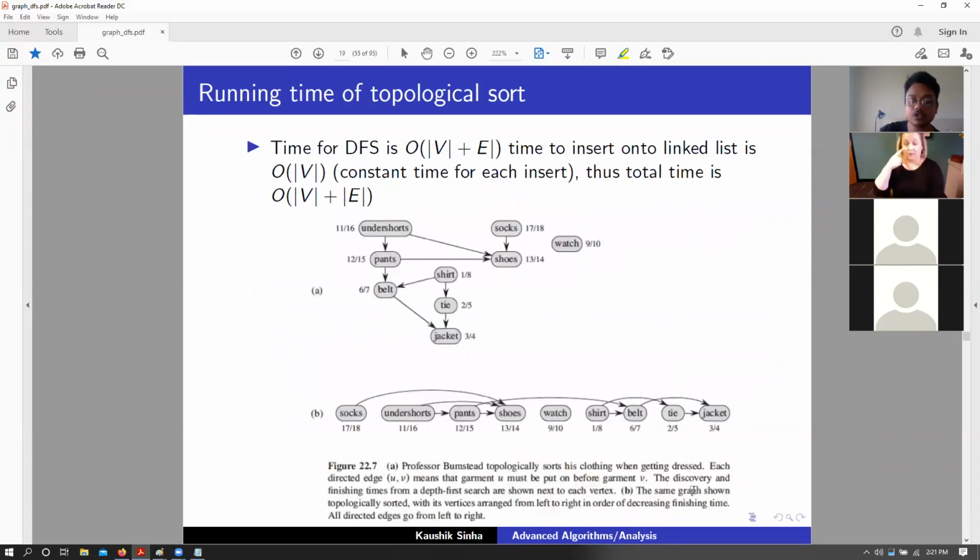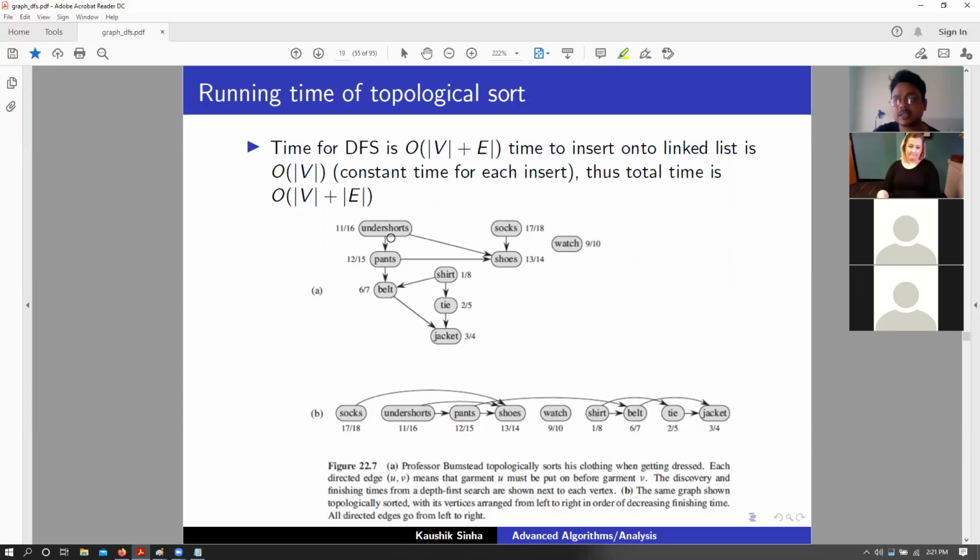Okay, so we know that the time for DFS is V plus E. The time to insert into a linked list is also big O of V. So essentially the total time again stays V plus E. So let's look at an example first. This example should also be in the book as well, but I'll go through this example.